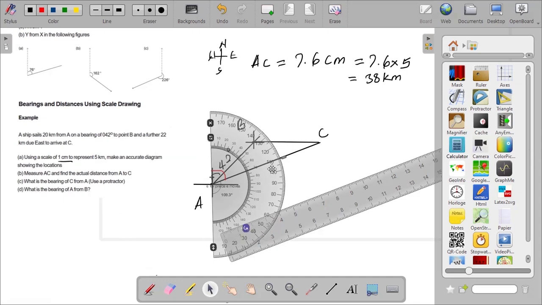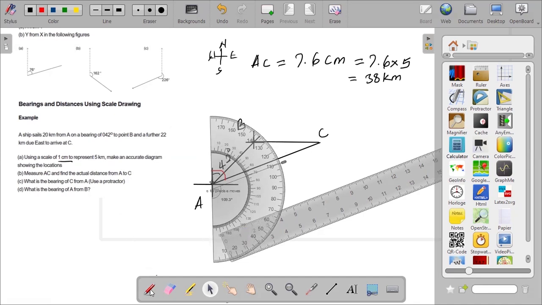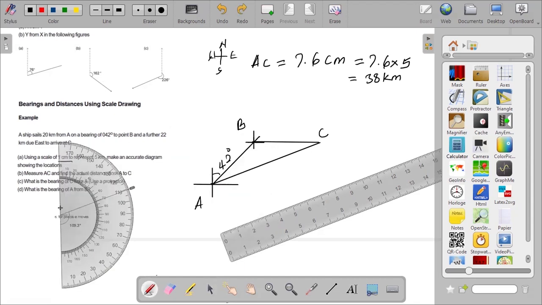70 degree approximately. Look at what I'm reading, this base, the measurement down. Since we are coming in a clockwise direction, we are taking the reading down. So this angle here, which is from North Pole to this line AC, is the bearing of C from A.